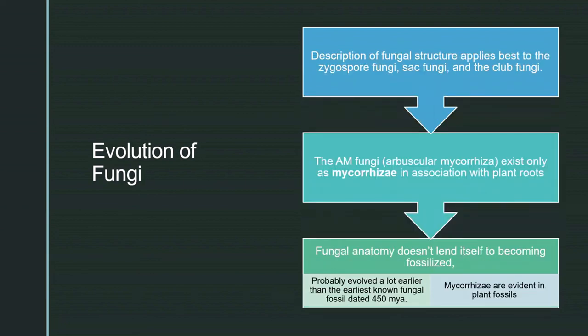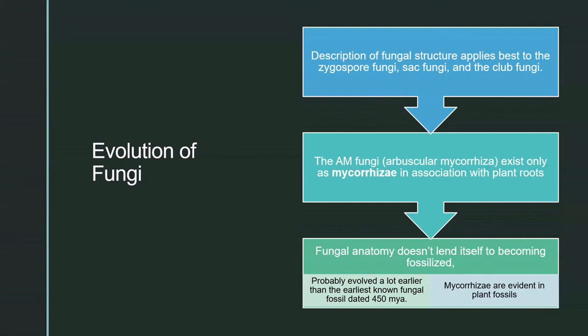So a description of fungal structure best applies to the zygospore fungi, sac fungi, and the club fungi. That's saying that we have fungal structure that we can look at and describe. The AM fungi, or arbuscular mycorrhiza, exist only as mycorrhiza in association with plant roots. So it can't really describe the fungal structure there.